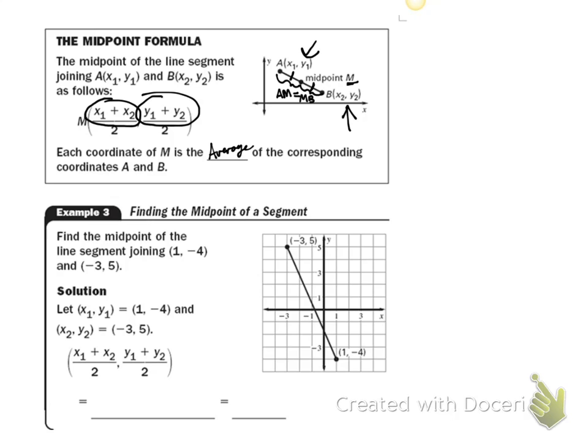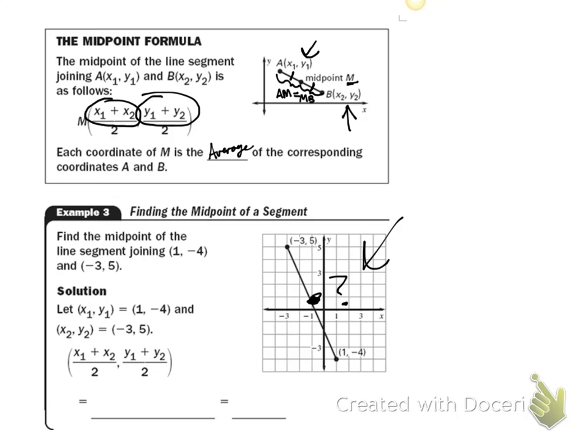Take a look at example 3 with me. Now, they drew you a nice picture of the segment that has endpoints (-3, 5) and (1, -4). We want to find the midpoint, which would be somewhere in here. I don't know exactly where it is. The cool thing is, if we use the formula, we won't need to actually graph anything. We can just plug in the numbers where they belong.